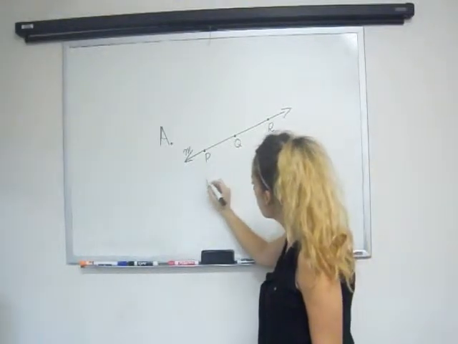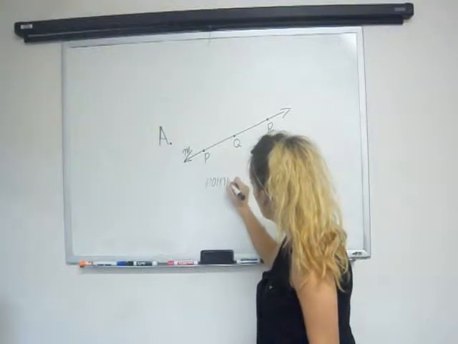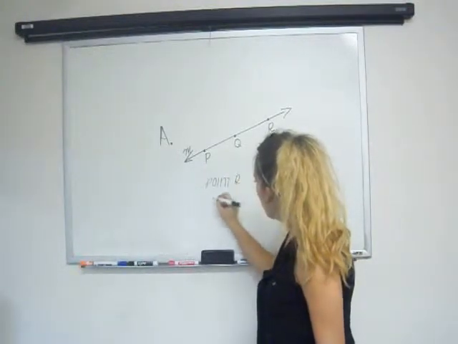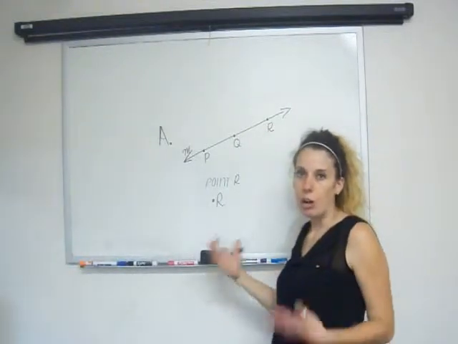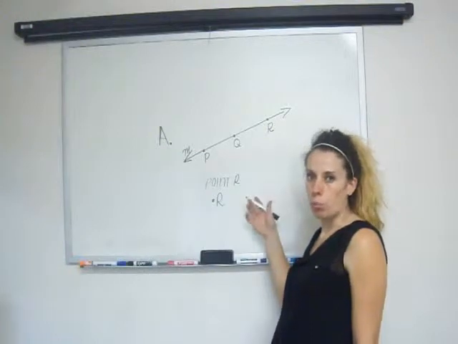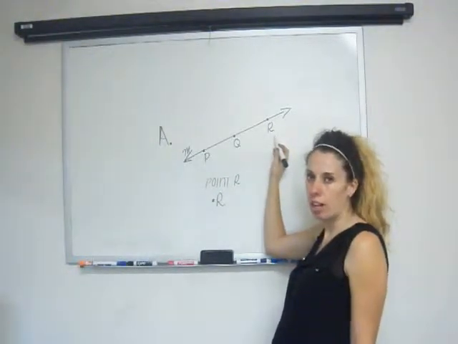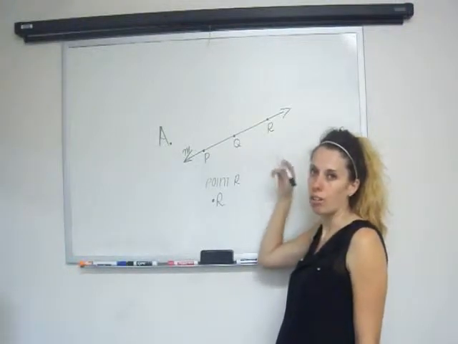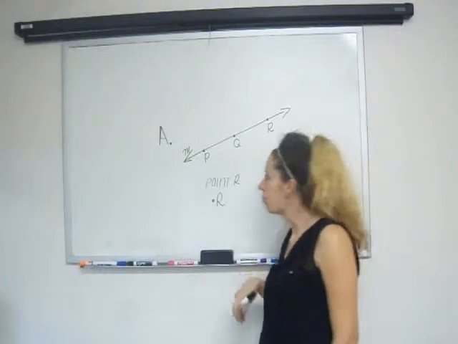So all I'm going to do is write point R, or you could just simply write R like that. However you want to write it is okay. But for A, they just want one more point. They've already given us these two, and so the only left point on this line M is point R. Okay? Let's go on to example B.